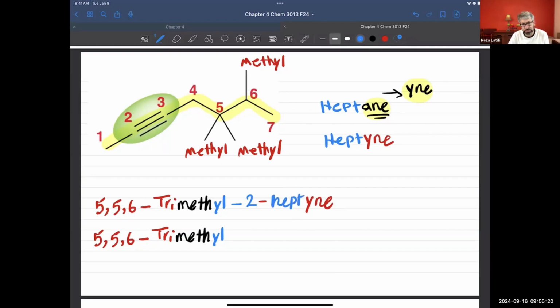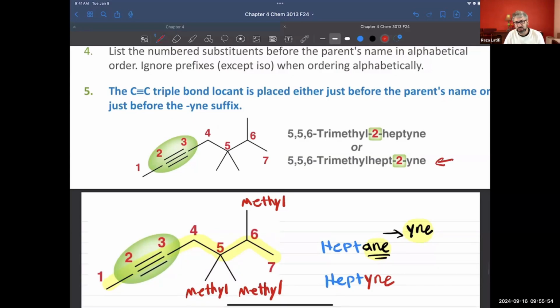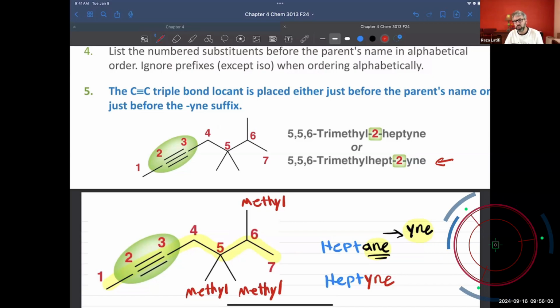So this one will be heptane. Okay, hep for 7 carbons, and then you say dash. There is a triple bond. Where? On the second carbon. And then you say dash, and you add YNE. And this one also is going to be a correct way to name the compound. As you said, we have 5, 5, 6 trimethyl-2-heptyne. So 5, 5, 6, then trimethyl hept, then dash 2 to show the position of the triple bond, and then YNE to show that we are dealing with a triple bond.